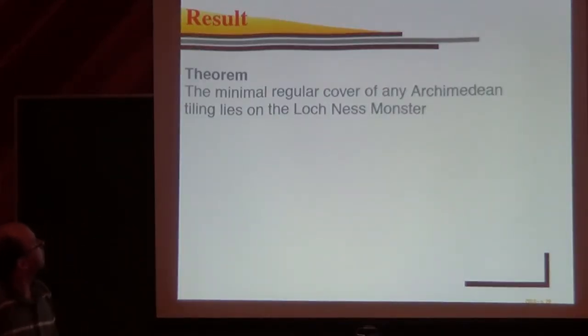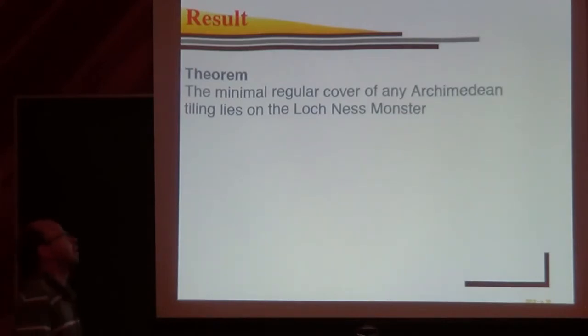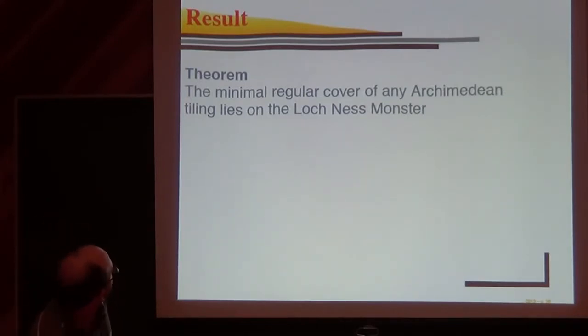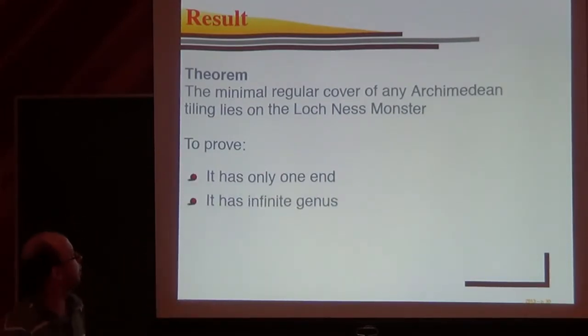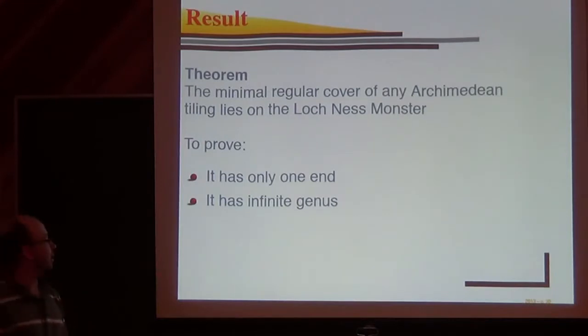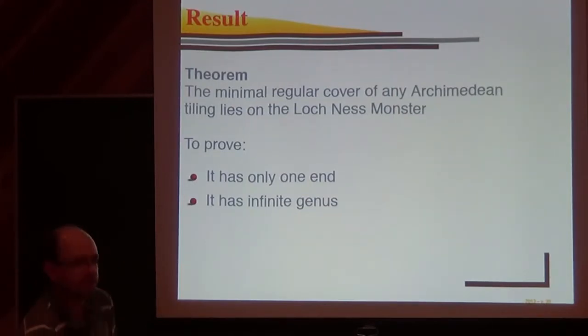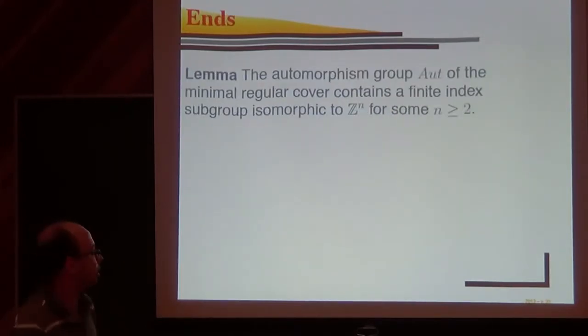So, this is the theorem I was talking about. We figure out that the minimal regular cover of all non-regular Archimedean tessellations is the Loch Ness Monster. And to prove that, we need to show two things, right? It has only one end, and it has infinite genus. This is the complicated part of the talk, at least for me, and feel free to ask for details, but I'll try not to get into very hard technicalities.